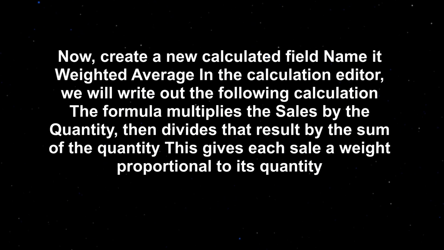Now, create a new calculated field, name it weighted average. In the calculation editor, we will write out the following calculation. The formula multiplies the sales by the quantity, then divides the result by the sum of the quantity. This gives each sale a weight proportional to its quantity.